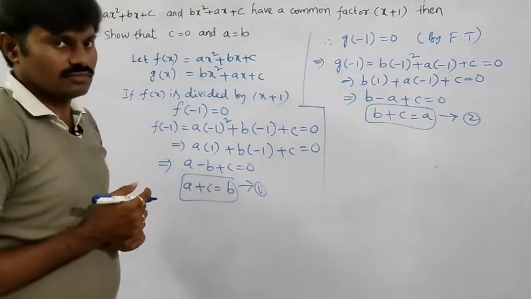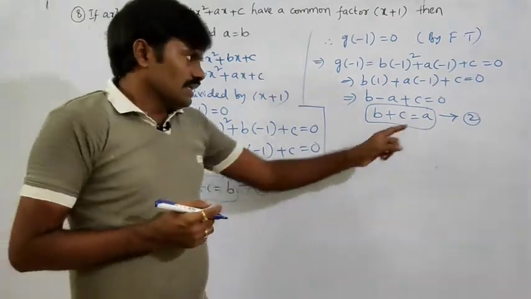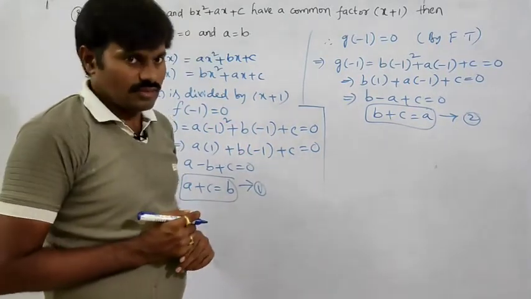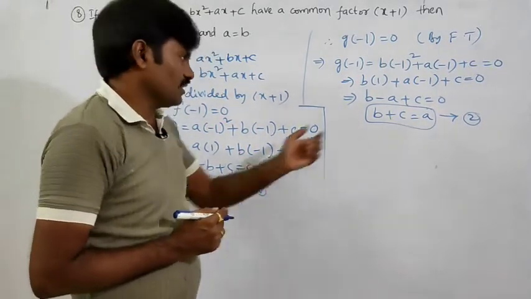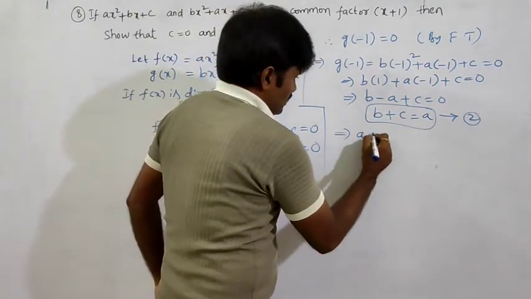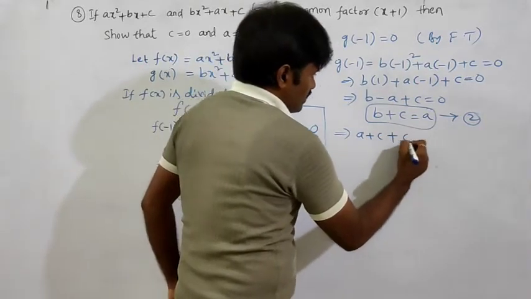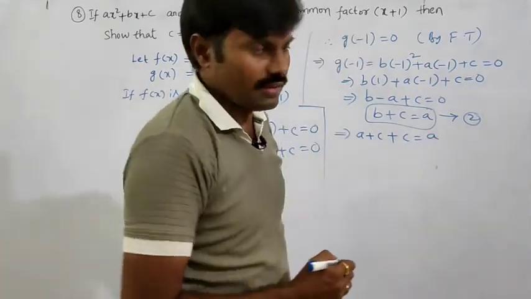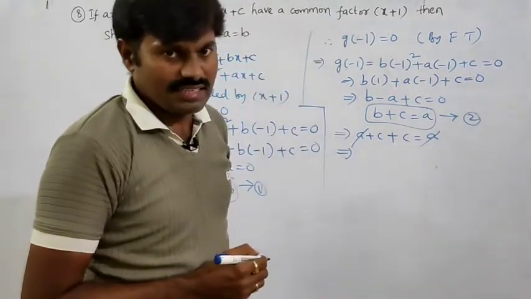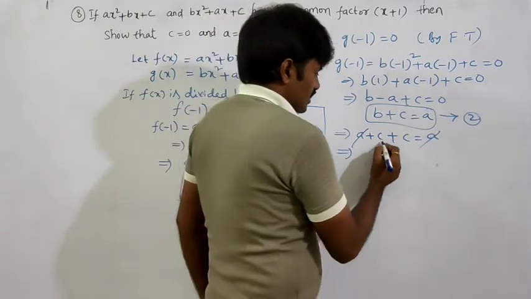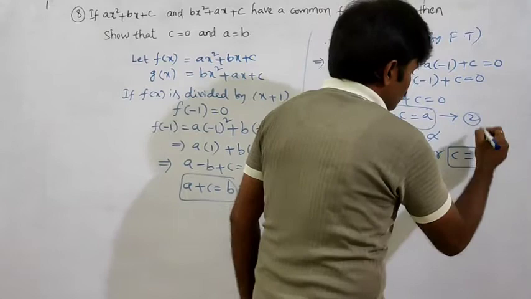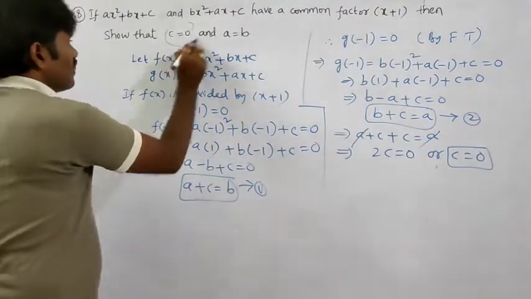Now solve 1 and 2. How to solve? In second equation, replace b by a plus c. Value of b write in this equation 2. Then it becomes a plus c plus c is equal to a. Now here same quantity on either side of equal, so gets cancelled. C plus c, 2c is equal to 0. Or we can write c is equal to 0 by 2, 0. We got c value 0.